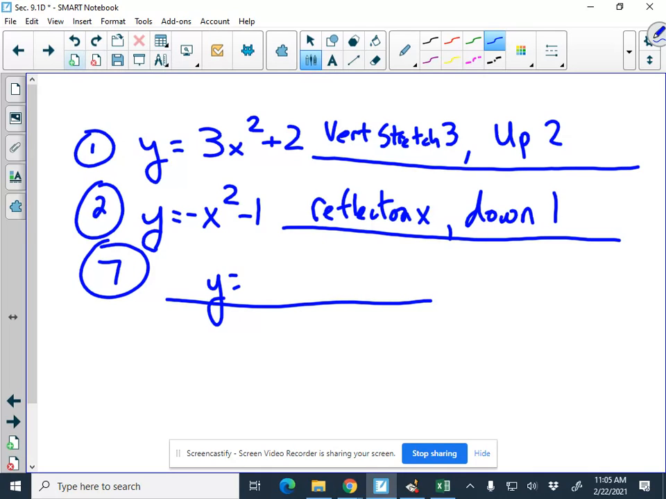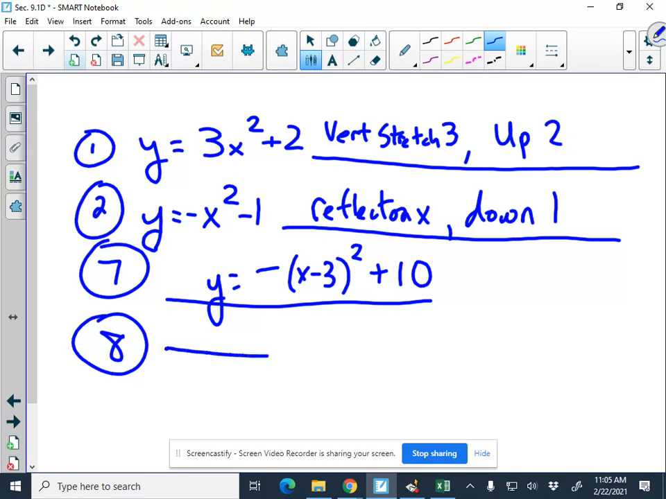So it says it opens down, so it's y equals, what's the first thing you write? Negative, because that's the reflection, open down. Now it says shifted up 10 and right 3. So this is a little tricky because they have them in the reverse order. Left and right goes in here. If it's right 3, it's what? Minus 3. Good. And then we put the squared, and then up 10 is plus 10. Okay? Number 8. Try number 8. Then we're going to try number 10 together.